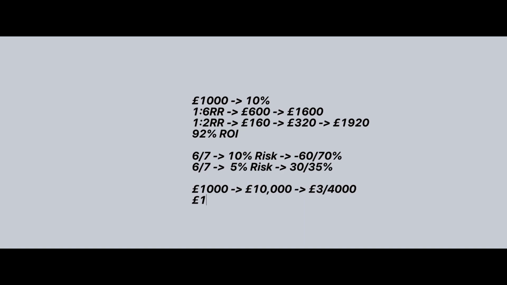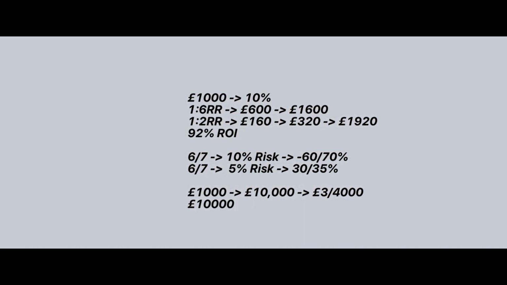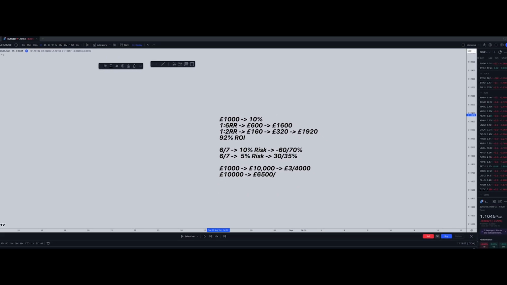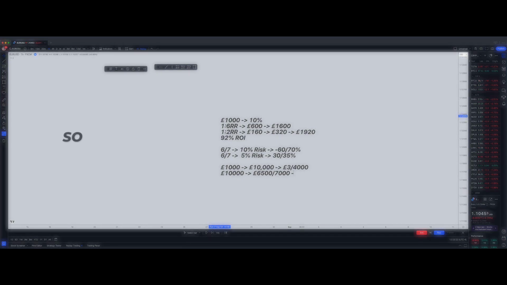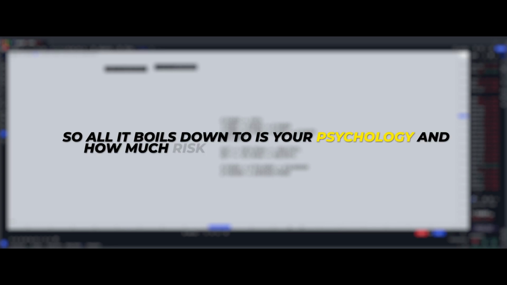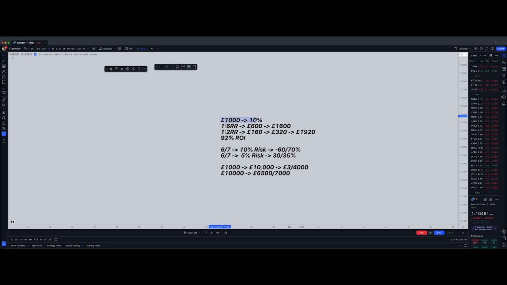Whereas if you go from the 10,000 back down to only 6,500/7,000, you're still on a very large sum of money, and enough money that if you hit a winning streak of 2 or 3 trades, you'll be happily positive. So all it boils down to is your psychology and how much risk you are willing to take on, right? I'd say to grow really early on, absolutely. But if you want to start a personal account and you want to put in maybe £10,000 into that and you're a bit more established, then 100% look at doing 5% risk or so.